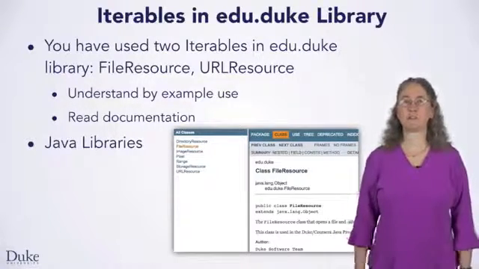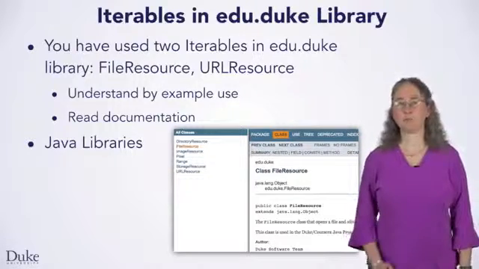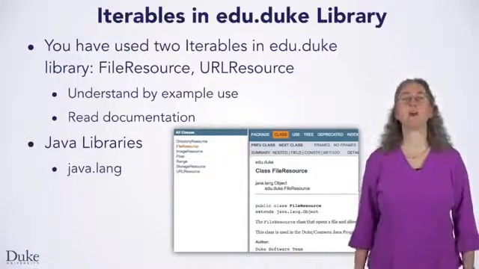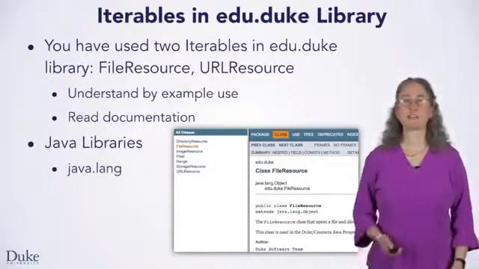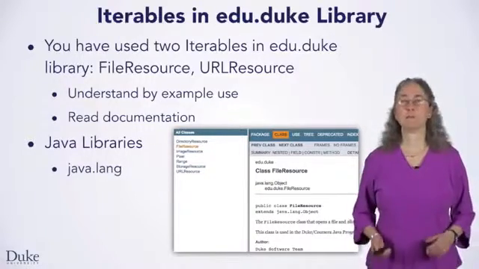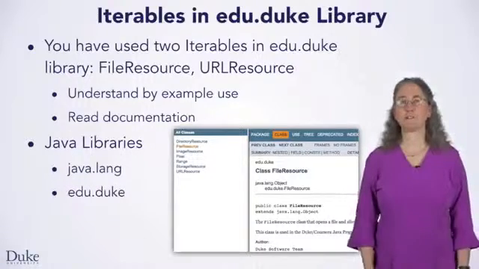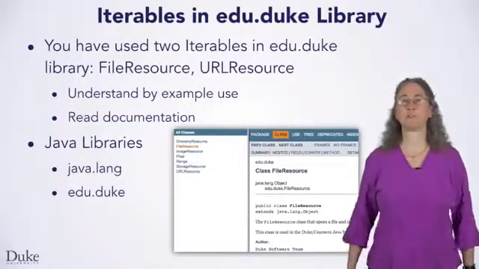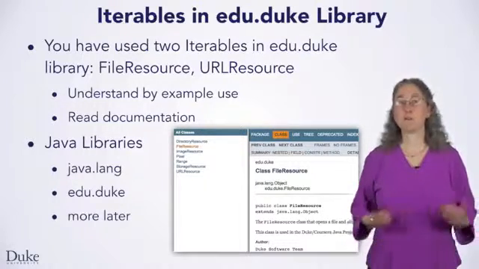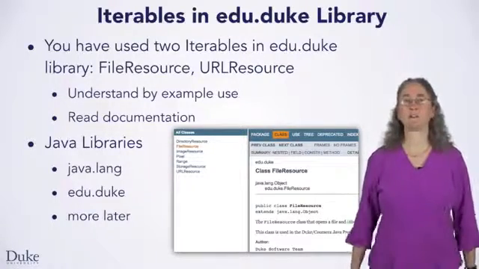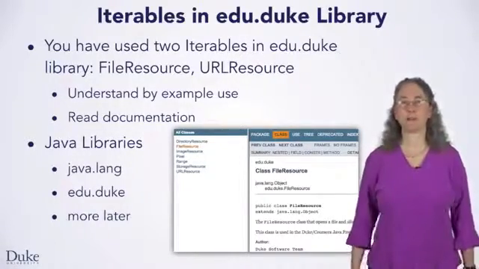The Java language is supported by Java libraries. These are collections of classes and code that you can use in creating programs to solve problems. The java.lang library is the standard library that's automatically part of all Java programs. Using strings and printing them in your programs is possible because the code for these is in the standard java.lang library. You've also used the edu.duke library with two iterables. As you'll see in later lessons, there are more iterables in the edu.duke package or library. There are also more Java libraries that you'll use as you gain experience in programming.